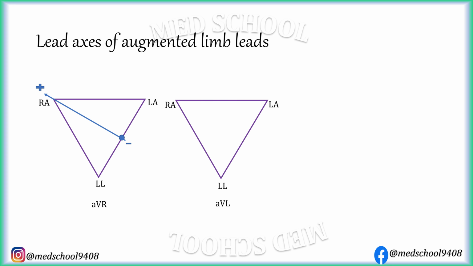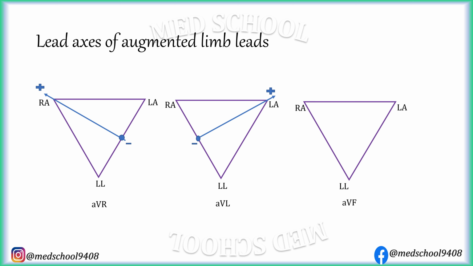For AVL lead, left arm electrode acts as a positive pole and midpoint of line joining right arm electrode and left leg electrode acts as a negative pole. And line joining from this negative pole to left arm electrode will be lead axis for AVL lead, which will be directed toward left and slightly upward, more or less toward left shoulder.